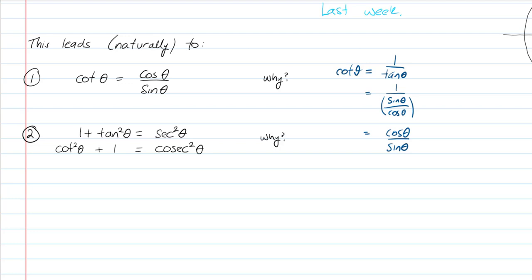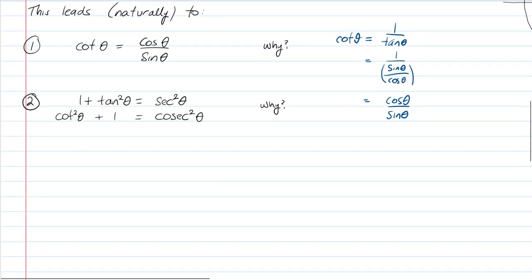And now we've got 2 more identities down here, which will take our identity list up to 8. But you don't need to memorize all these, and some of them are on the formula sheet, which we'll reference in a minute. So this leads naturally to these.